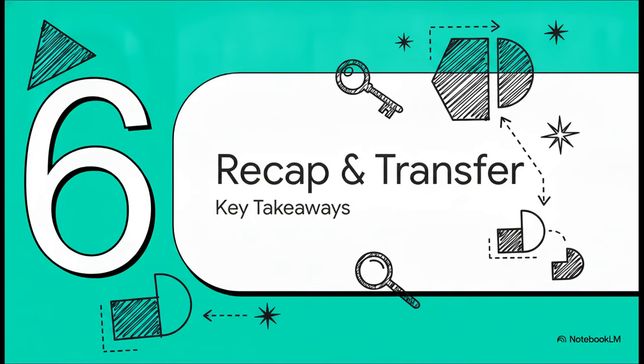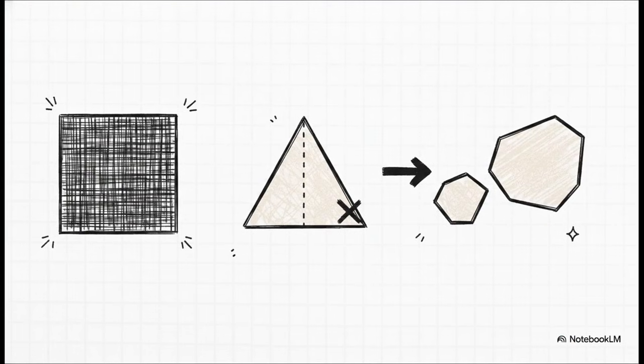Section 6. Recap and transfer. Great work today. Let's jump straight to the conclusion and lock this in. Here are your key takeaways. First, area is a two-dimensional measure defined in square units. Second, always verify your perpendicular height mathematically instead of just trusting your visual impression of a slanted side.